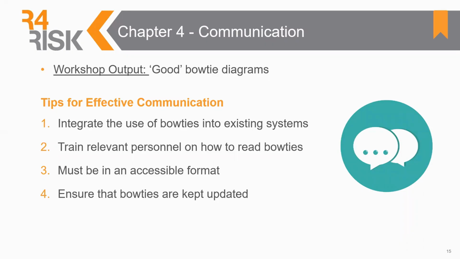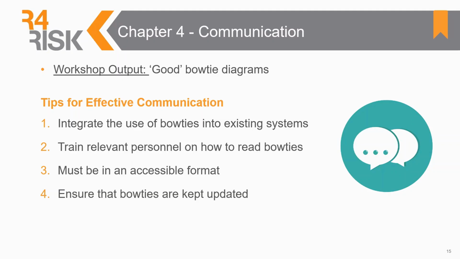Okay, so final chapter on communication. Bow ties are made to be a visual risk communication tool. So actually use them as one and communicate our major risks on site to our personnel to drive safer behaviour. So how do we do this? Well, the first thing is to integrate them into systems. Things like management of change. We can have prompts in there to make sure that people are looking at the appropriate bow ties and reviewing them.